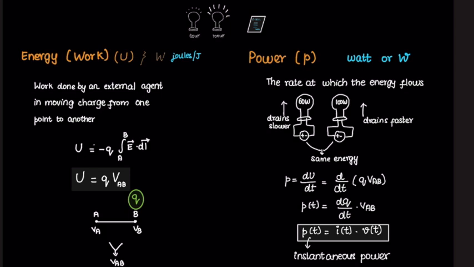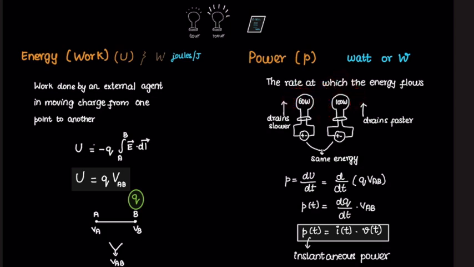How significant is it? For example, we have two bulbs, one of 60 watt and another of 100 watt, and we connect them to a constant voltage source. Let's say you take a battery and connect it to a bulb. Which bulb glows faster? Obviously the 100-watt bulb. It glows brighter compared to the first one, which glows very little.